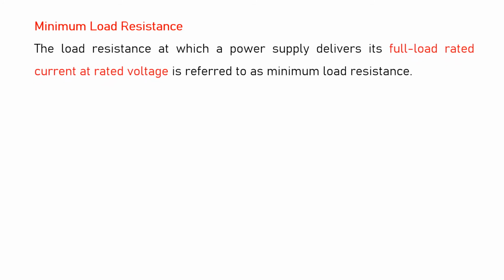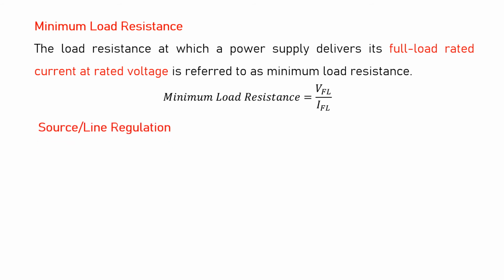Moving on to the next one, minimum load resistance. What is minimum load resistance? The load resistance at which the power supply delivers the full load rated current at the rated voltage is referred to as minimum load resistance. So the rated current will flow when the load resistance is minimum. It is given as minimum load resistance equals VFL divided by IFL, where VFL is the full load rated voltage and IFL is the full load rated current.